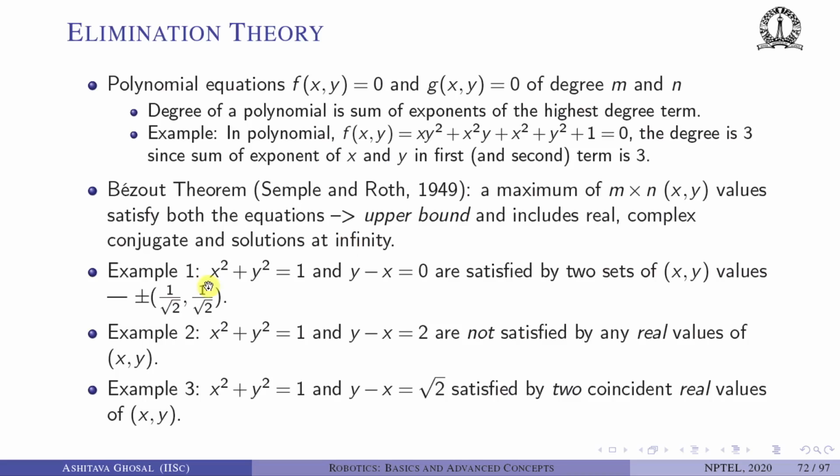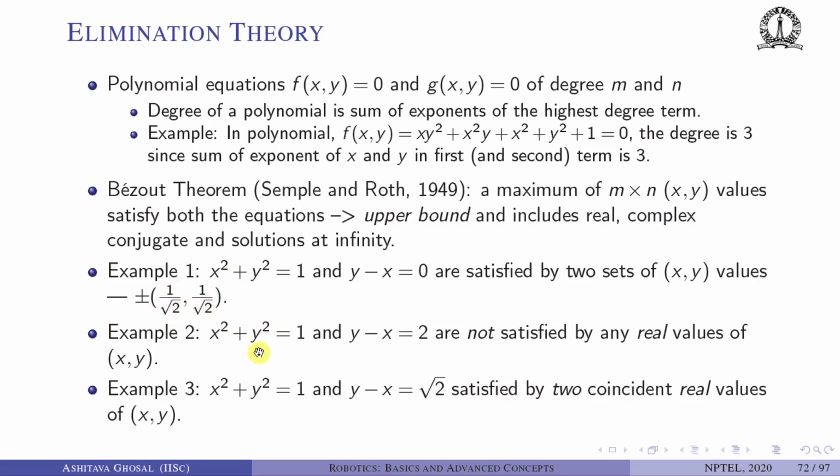So for example 1, if I have an equation which is x squared plus y squared equal to 1, this is nothing but the equation of a circle with origin 0, 0 and radius 1. And we have another equation which is y minus x equal to 0. This is a line passing through the origin at an angle of 45 degrees. We can see that these two equations are satisfied by two sets of values of x and y. These are nothing but plus minus 1 by root 2 comma 1 by root 2.